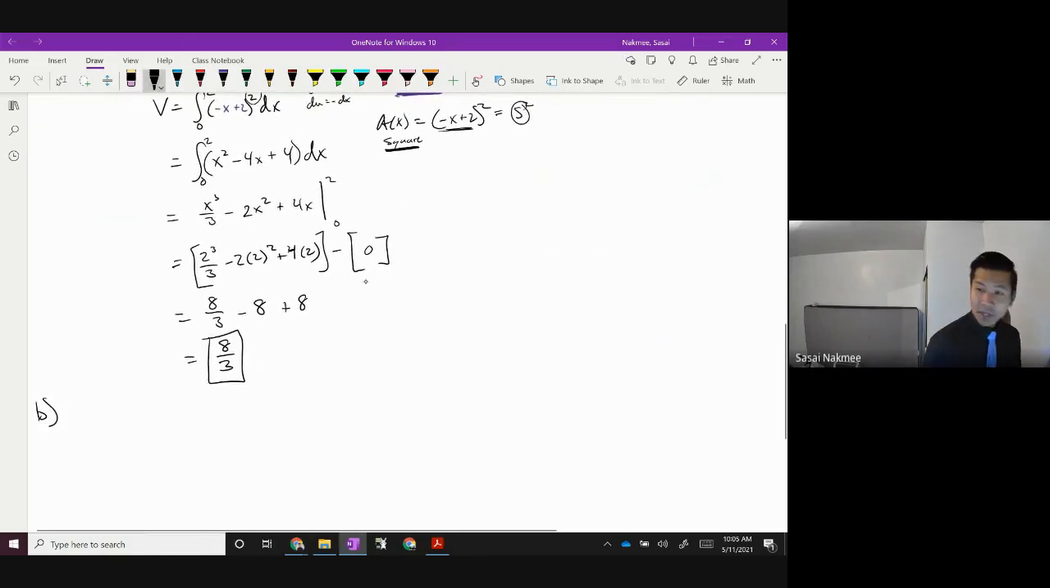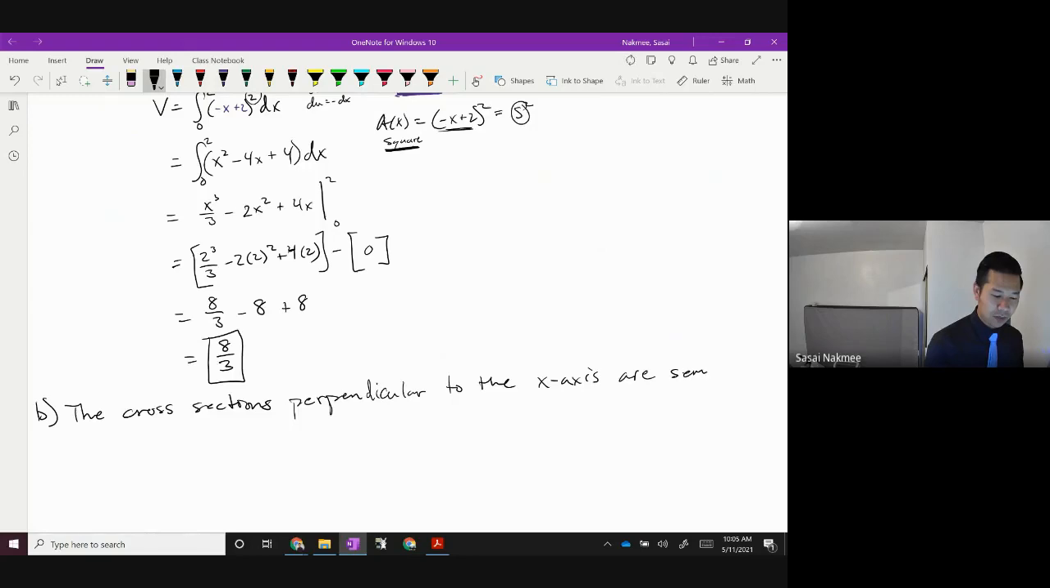Part B. Let's say we're looking at the same problem, but let's say now the cross sections, right, perpendicular still to the x-axis. But this time, instead of squares, they are semicircles. They're half circles instead.